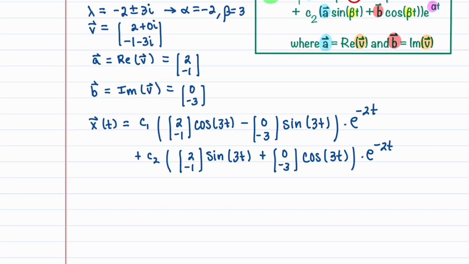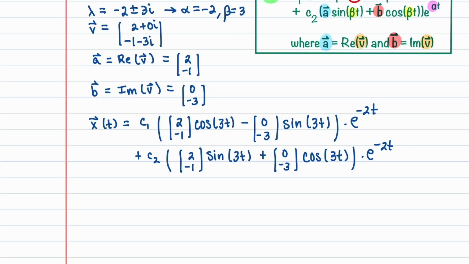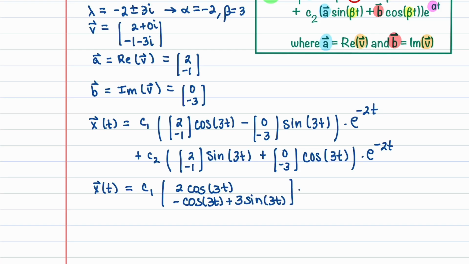Now we really need to do just one more step and rewrite this just so it's a little bit easier to read. We're going to write this as x of t is equal to c1. Now we're going to combine the vectors in our solution. So the first component is 2 cosine 3t. And then our second component is -cosine 3t minus a negative 3, so that gives us a plus 3 sine 3t. And this multiplies e to the -2t.